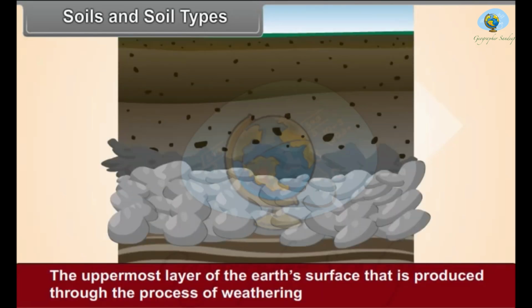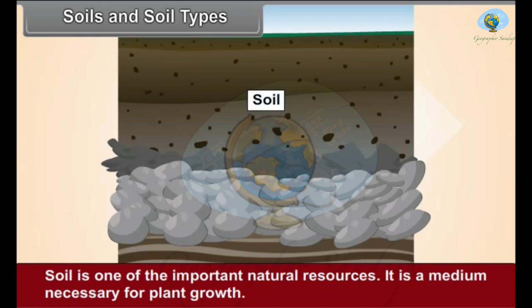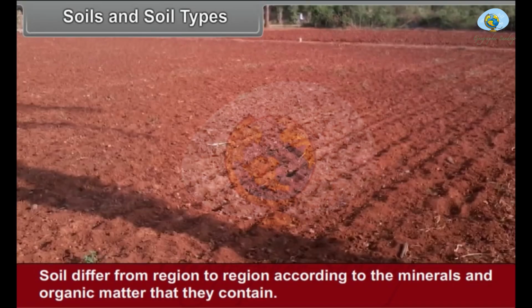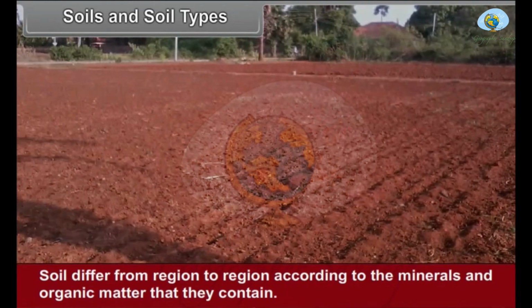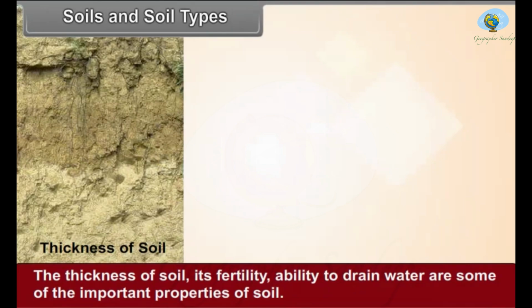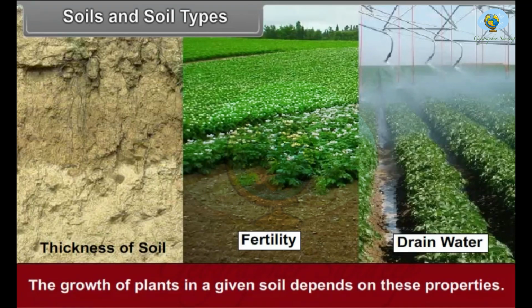The uppermost layer of the earth's surface that is produced through the process of weathering and contains some biotic material is called soil. Soil is one of the important natural resources. It is a medium necessary for plant growth. Soils differ from region to region according to the minerals and organic matter that they contain. The thickness of soil, its fertility, and ability to drain water are some of the important properties of soil. The growth of plants in a given soil depends on these properties.